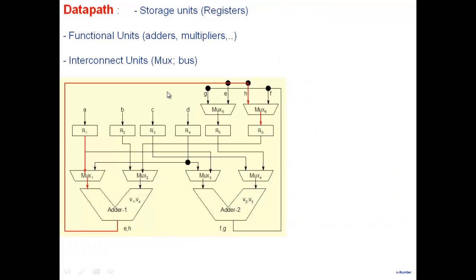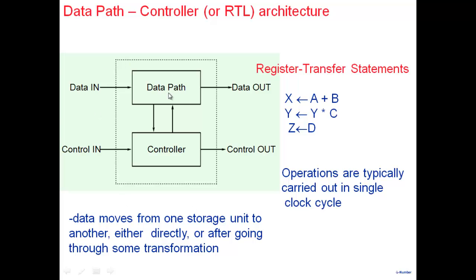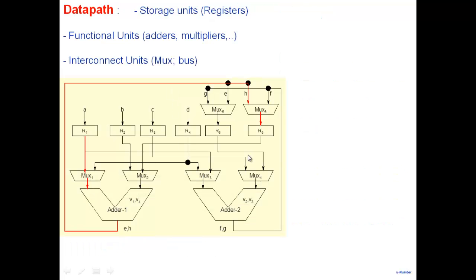All right, so I was saying that, for example, if we are thinking of the data path controller view of the digital system, an example of a data path is here. The data path, as we can imagine, will consist of storage units, the registers, where we store the data.